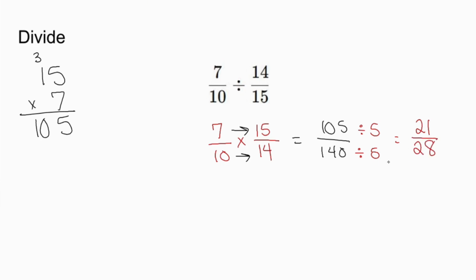So 21 over 28. Now you might notice, well, wait a minute, I could still simplify. Both of those guys are divisible by 7. So let's divide them both by 7. 21 divided by 7 is 3, and 28 divided by 7 is 4. So when all is said and done, we end up with just 3/4.